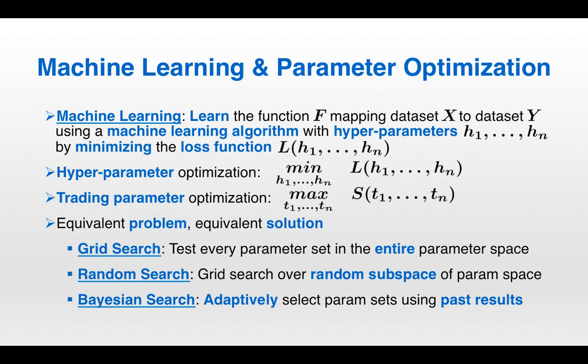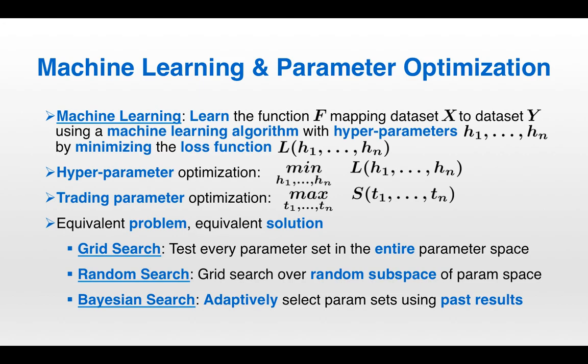There are 3 different searches we discussed for searching for the optimal parameter set. The grid search, where we test every parameter set in the entire parameter space. We'll do this if it's a simple strategy or a small parameter space. The random search, which we'll do when the grid search is not feasible. This is a grid search over a random subspace of the parameter space. We'll do this if it's a complex strategy or a large parameter space.